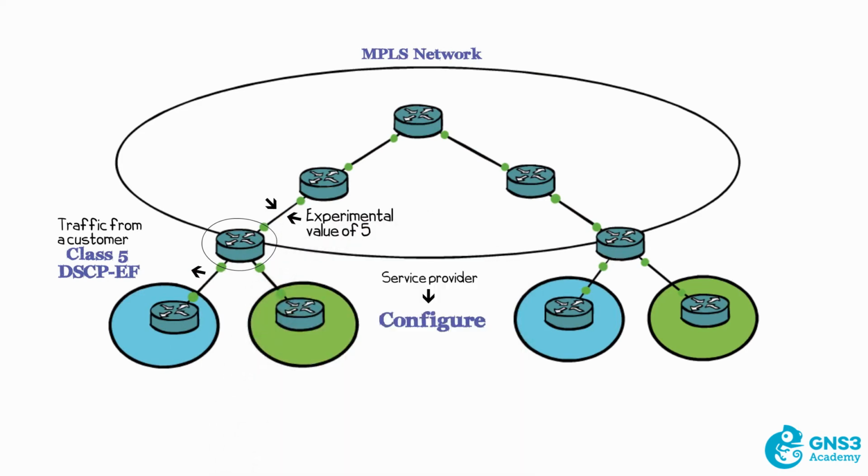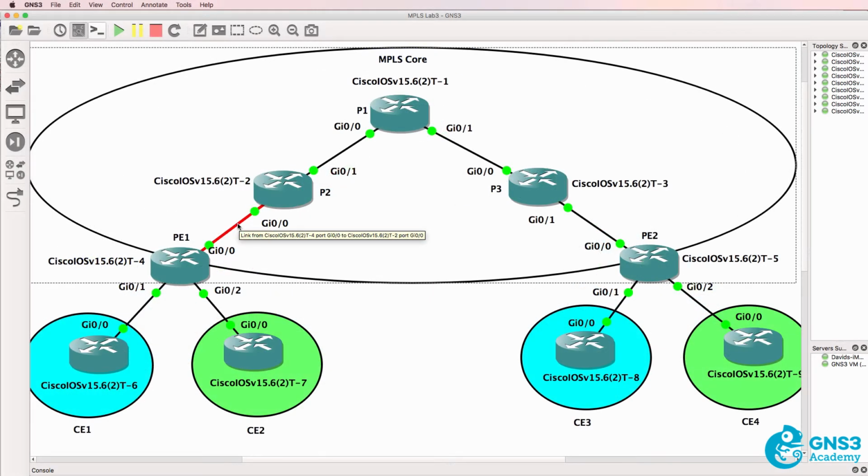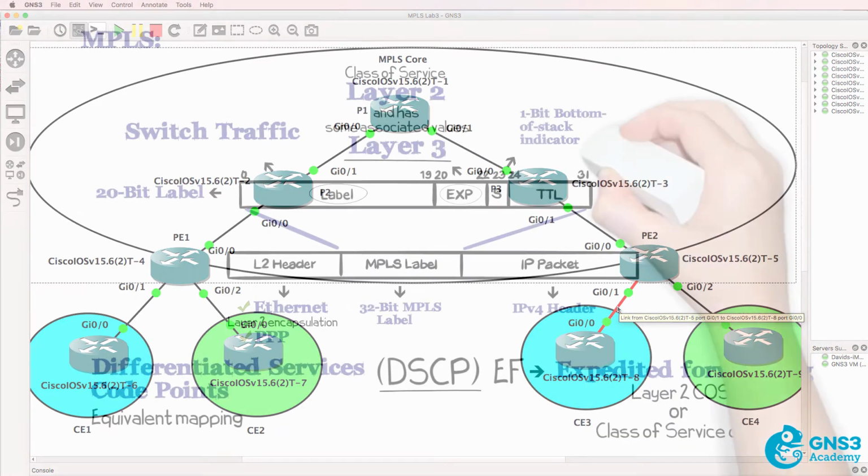That means that the MPLS network maintains quality of service end to end. Over here, we could be using COS or DSCP, and then on these links in the MPLS cloud, the routers are prioritizing traffic based on the experimental value in the MPLS label. And then over here, once again, we could be using layer 2 COS or DSCP for quality of service.